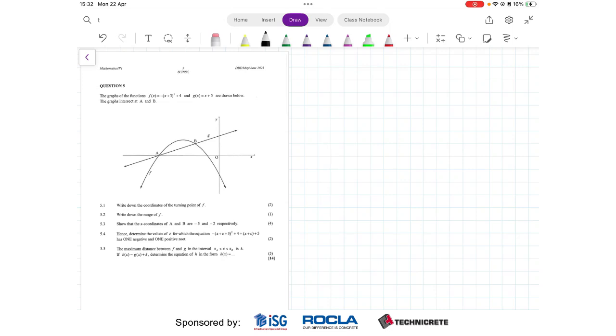2023 May-June Mathematics Paper 1 exam. We will be starting with question 5. The graphs of the functions f(x) = -(x + 3)² + 4 and g(x) = x + 5 are drawn below. The graphs intersect at A and B.